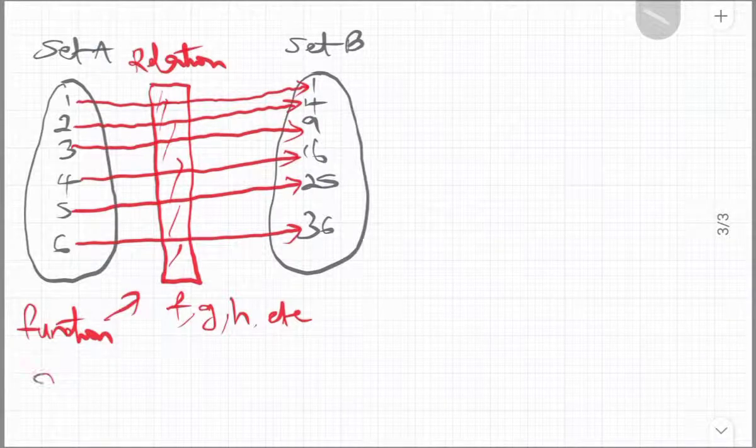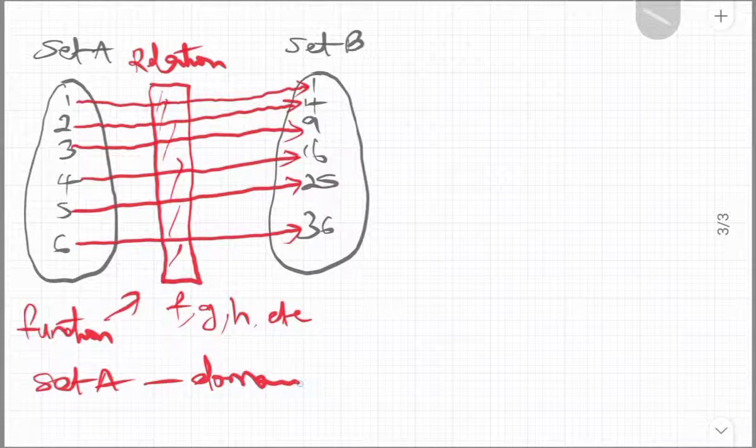So set A itself is said to be the domain of the function. Set A is said to be the domain of this function. Now, this function outputs elements which are present in set B. So set B is said to be the codomain. Set B is said to be the codomain.